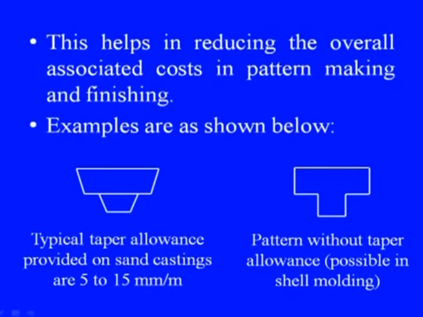The examples are given here. This is a typical taper allowance. This is a pattern with taper allowance on sand castings, which is 15 to 5 millimeter per meter. But here is a pattern without taper allowance, which is possible in cell molding.